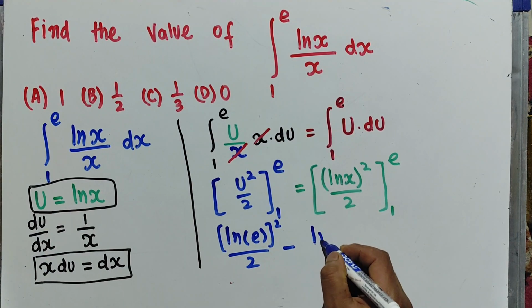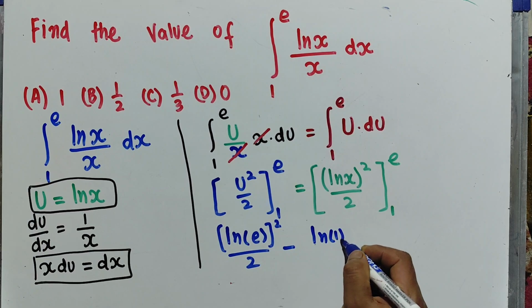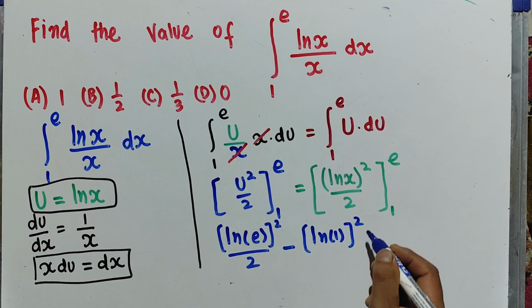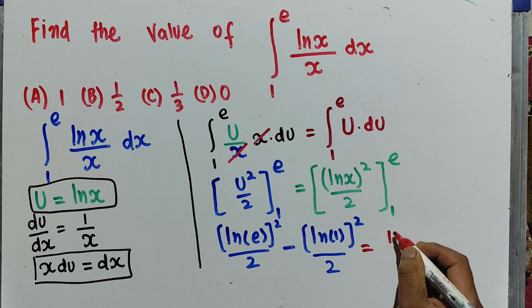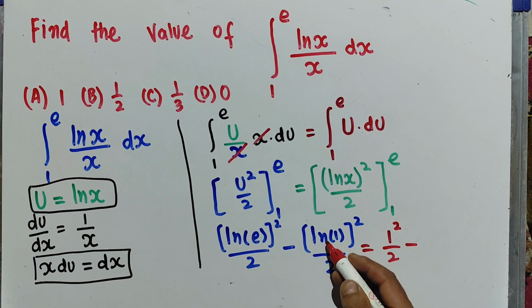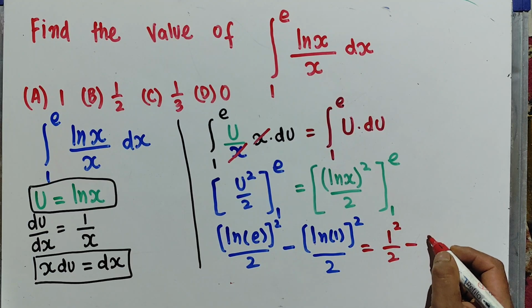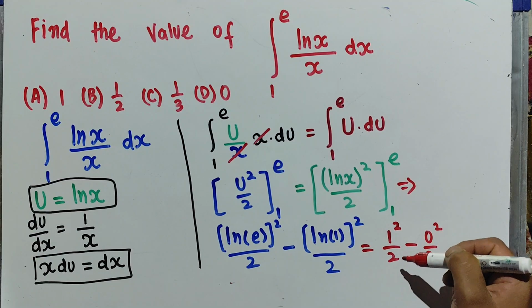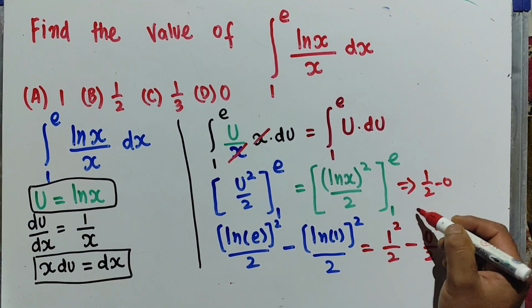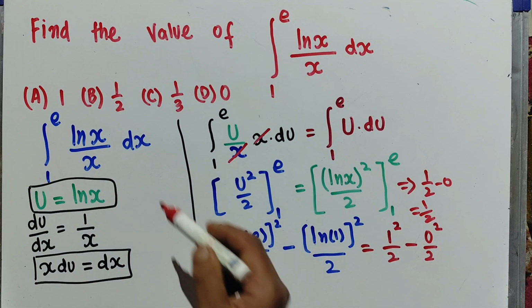Then we subtract and evaluate the same term at lower limit, which is 1. So in place of x we have 1, and we have ln 1 whole square divided by 2. Now natural log of Euler's number is equal to 1, so ln e is equal to 1. So we can write 1 square divided by 2 minus natural log of 1, which is equal to 0. So we get 0 square divided by 2. That gives us the value of the definite integral as 1 upon 2 minus 0, which is equal to 1 upon 2. So the correct option should be option B.